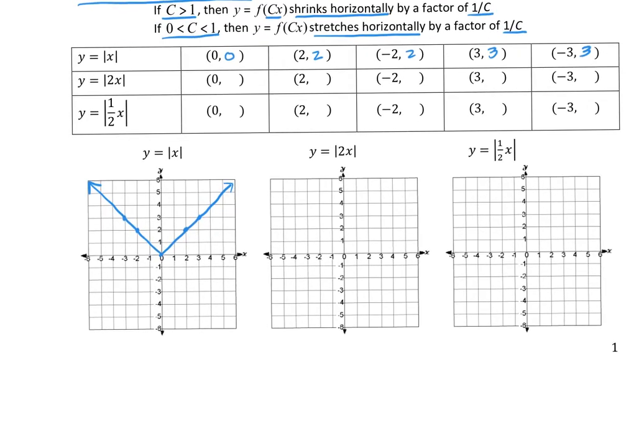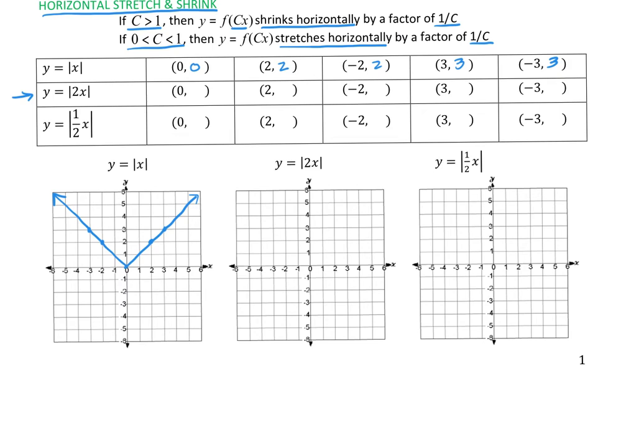If I look at y equal to the absolute value of 2x, since 2 is greater than 1, by that definition, it's going to shrink horizontally. So it's going to compress in towards the y-axis, I think. We'll graph points. Put in 0 for x, you get 0 for y. If you put in 2 for x, the absolute value of 4 is 4. And then negative 2 will also give us a y value of 4. Put in 3, we get 6. Negative 3, we have 6.